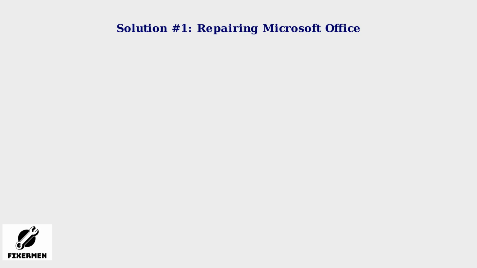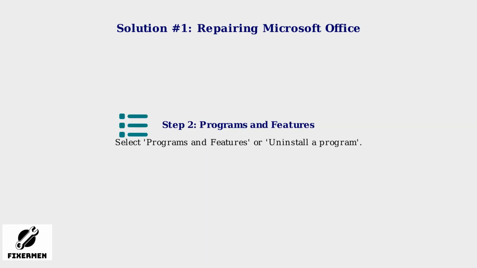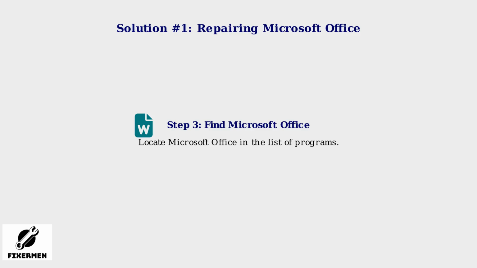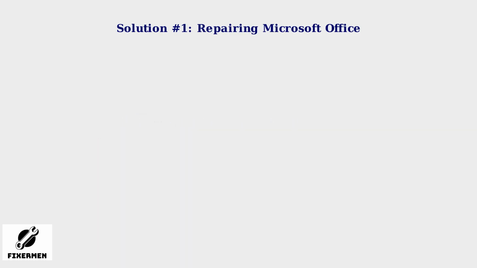Start by opening the Control Panel on your computer. Step 1. Open Control Panel on your computer. Step 2. Select Programs and Features or Uninstall a program. Step 3. Find Microsoft Office in the list of programs. Step 4. Right-click Microsoft Office, select Change, then choose Repair. This can resolve underlying issues within the Office suite.